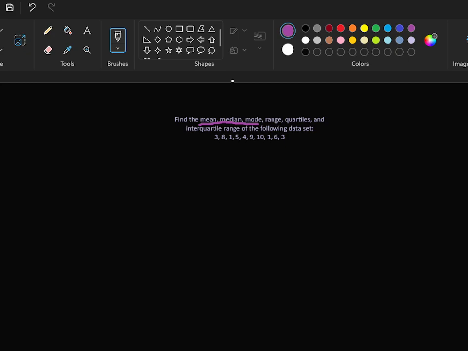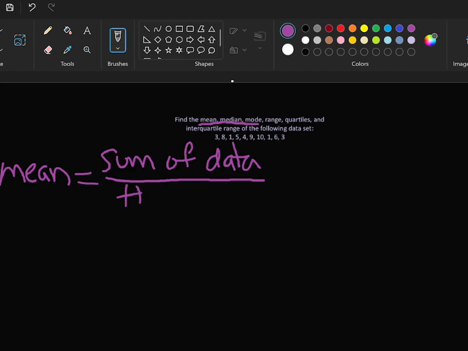So mean, as we said, is the average value. We have to add up all the things and divide by how many there are. So mean, a more mathematical way of saying it, is the sum of the data values divided by the number of data values.